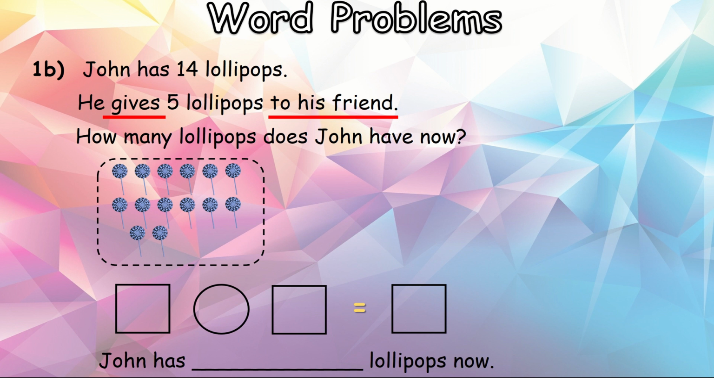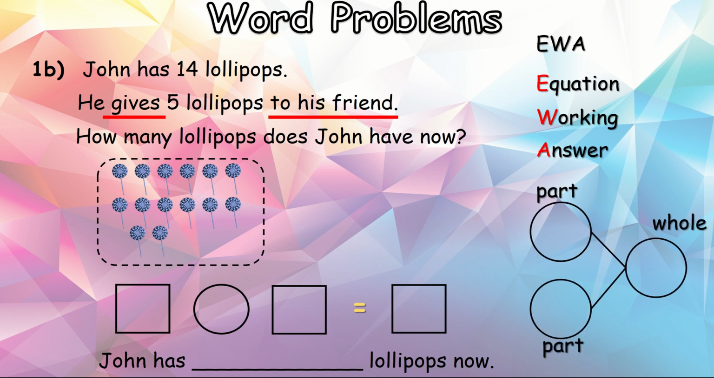But before that, let's write down IWA. So remind you again, E is for equation, W is for working, and A is for answer. And let's draw our number bond, because we need this as part of our working. All right, now let's go into the work.